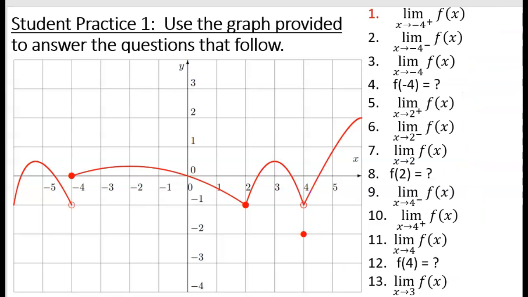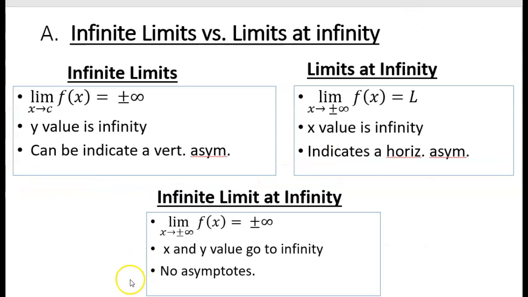All right, let's continue our journey here. Let's talk about infinite limits versus limits at infinity.